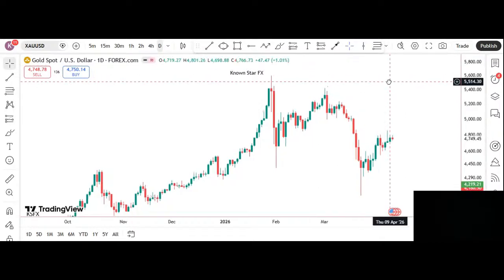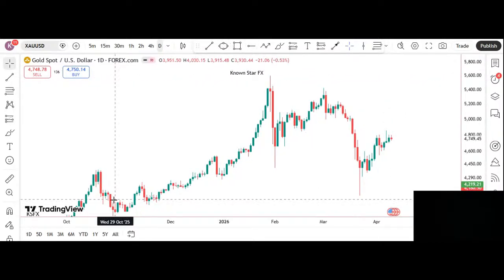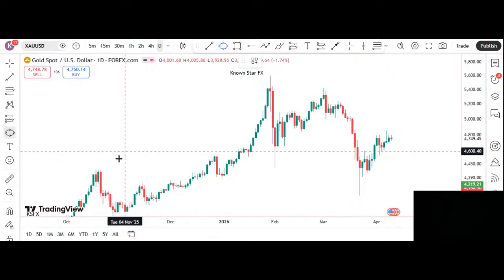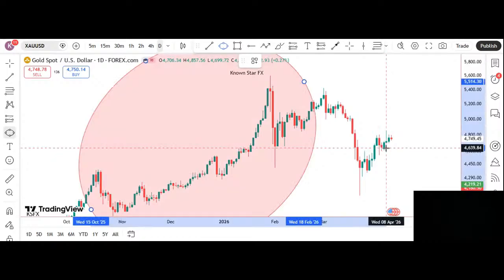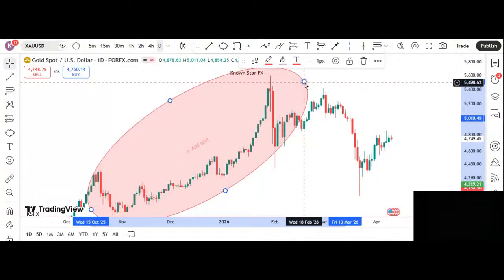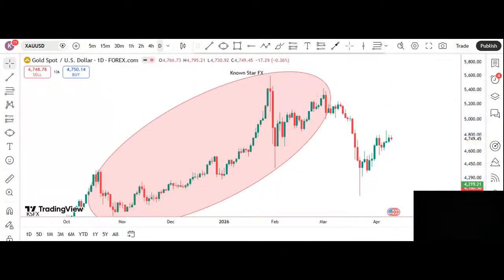On this daily time frame, you can identify that the market all through this area was strongly bullish. Even up to this point here, it was strongly bullish. The market was trending aggressively to the topside, and the buyers were ready to take price as far as possible.